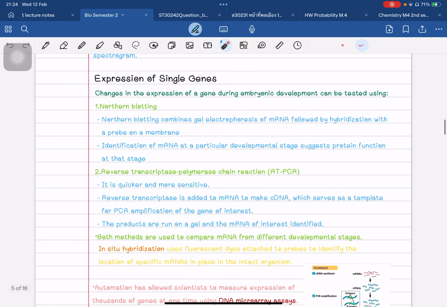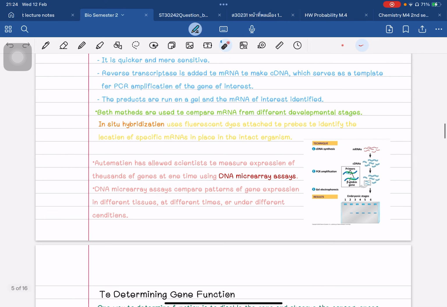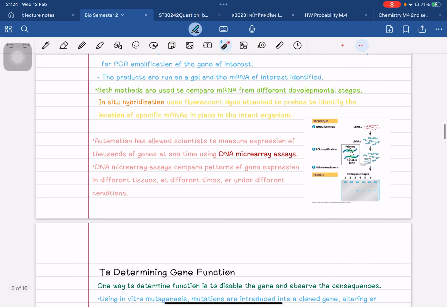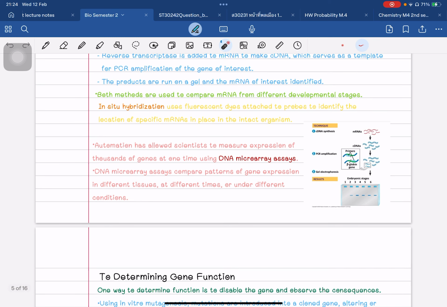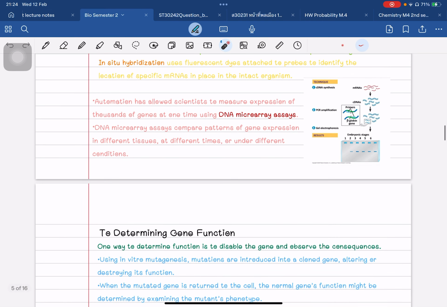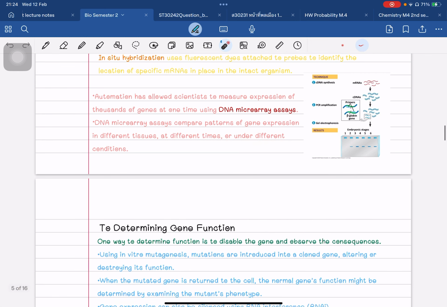In situ hybridization uses a fluorescent dye attached to the probe to identify the locations of specific mRNAs in place in intact organisms. And automation has allowed scientists to measure the expression of thousands of genes at one time using the DNA microarray assay. So microarray assays compare the patterns of gene expression in different tissues, at different times, and under different conditions.